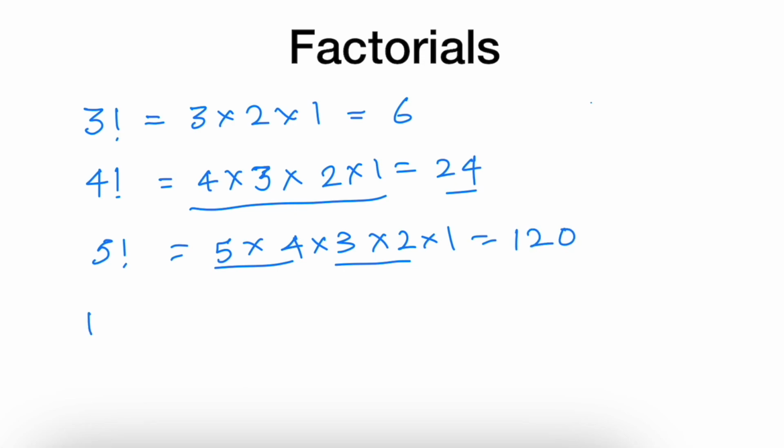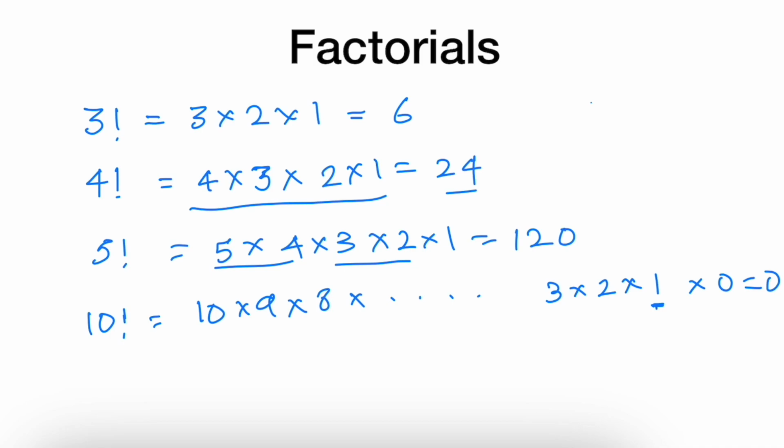And suppose you have 10 factorial, what is it? It is 10 into 9 into 8 into, it will go on until it is 3 into 2 into 1. Notice that the factorial goes on up until 1. The expansion of factorial goes until 1. It cannot go until 0, because if you multiply it by 0, everything will become 0, right? So it cannot go up until 0. It goes only up until 1.